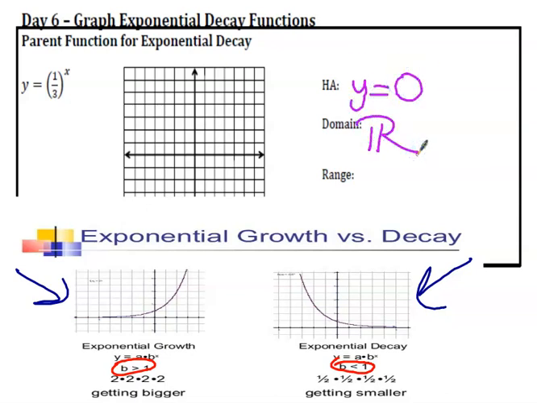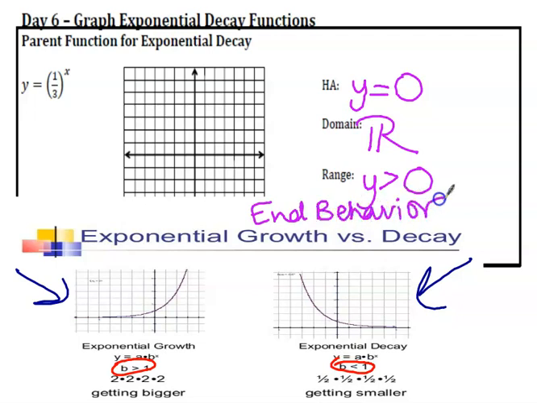Domain is all real numbers. Range is still y is greater than 0. Now, what will change is your end behavior, okay? Because the end behavior is starting off high and then skating down close to the 0, okay? So again, a lot of things are not changing for this one. What is changing is where it starts, or what the progression is.